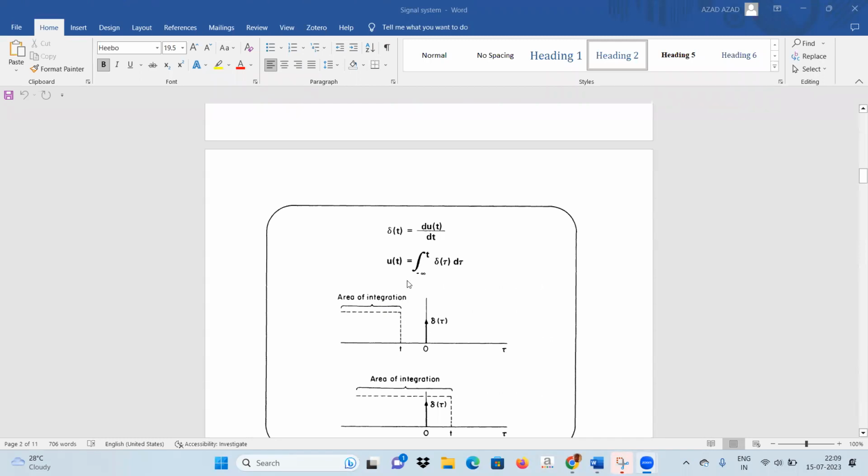Now, the differentiation of the unit step signal will be the impulse signal, and the integration of the unit impulse signal will be the unit step signal. You can see here.